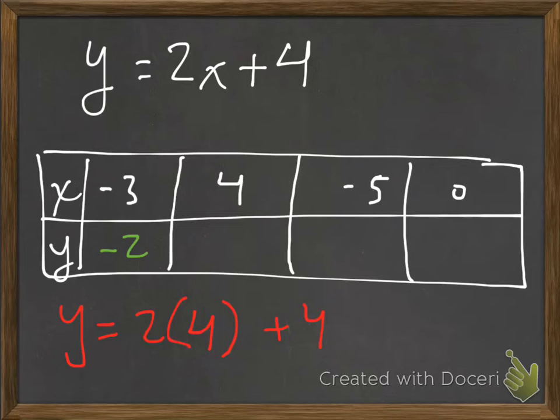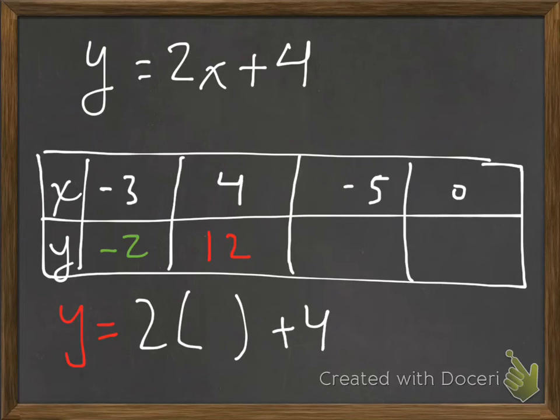Well, 2 times 4 is 8. 8 plus 4 is 12. So we're going to put a 12 there. All right, and I guess essentially I don't need to erase everything, right? I can just write down 2 plus 4 and just start plugging the numbers in there.